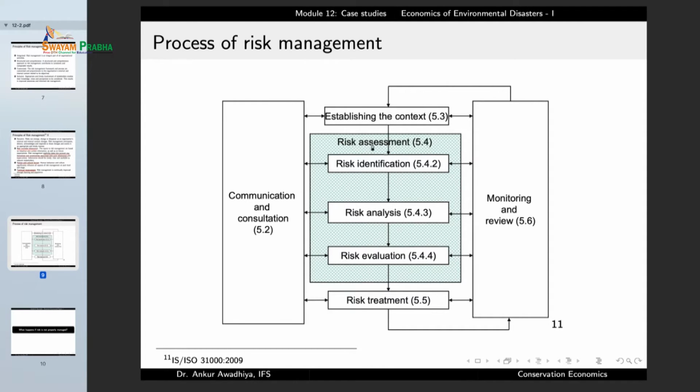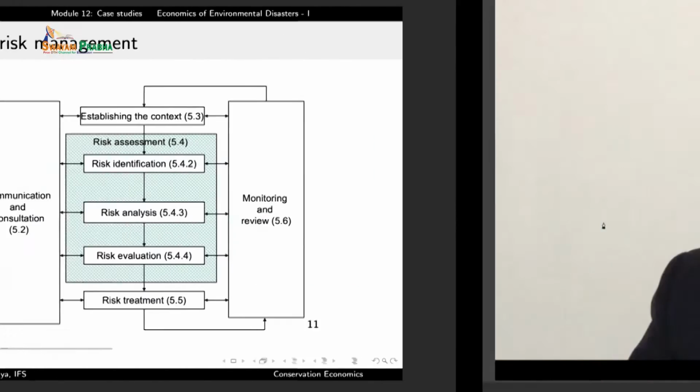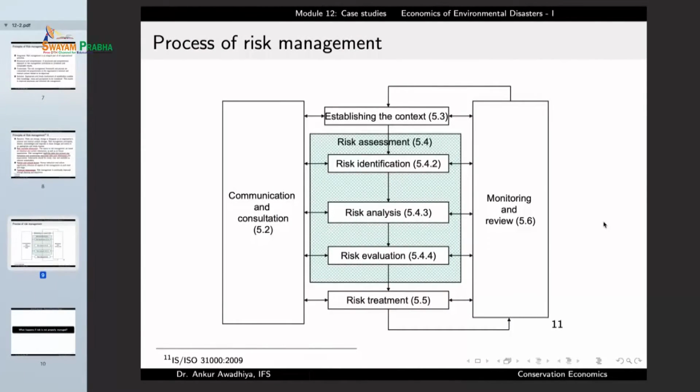Then we establish the context. What is the site of the place where the industry is going to be set up? What is the setting of this area? In this context, what is the assessment of the risk? What is the possibility that things may go wrong? And what is the possibility that we will have certain consequences because of something going wrong? So that is risk assessment. It includes identification of the risk, analysis of the risk, and evaluation of the risk.